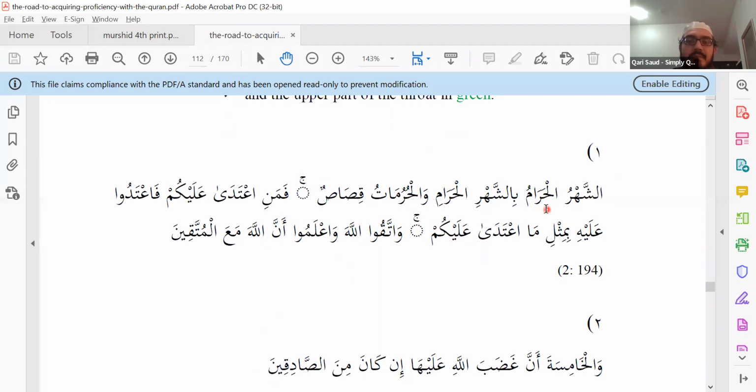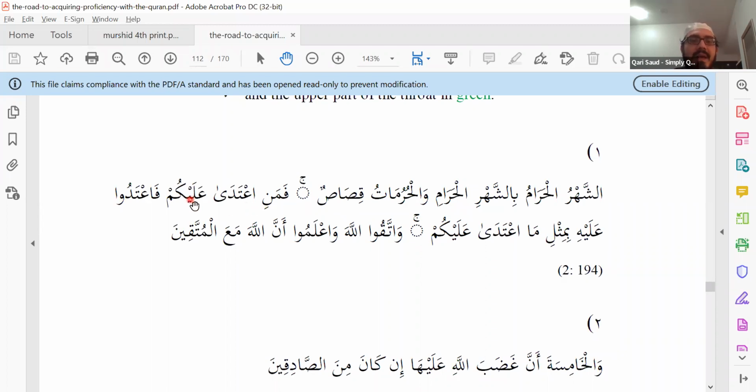Al-haramu. Ha comes from the middle part of the throat. Bish-shahri. Ha comes from the lower part of the throat. Al-harami. Ha comes from the middle part of the throat. Wal-hurumatu. Ha comes from the middle part of the throat. And then keep going because there's nothing here. Ayn comes from the middle part of the throat.